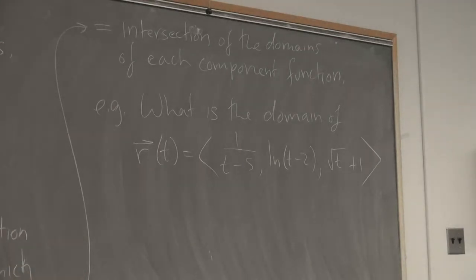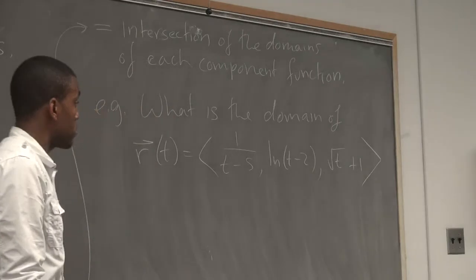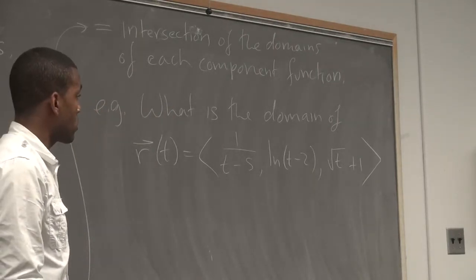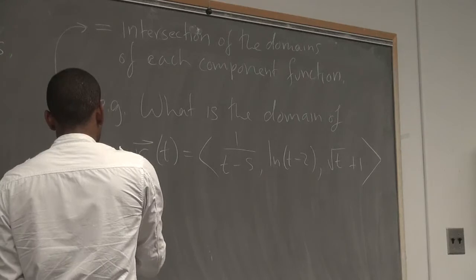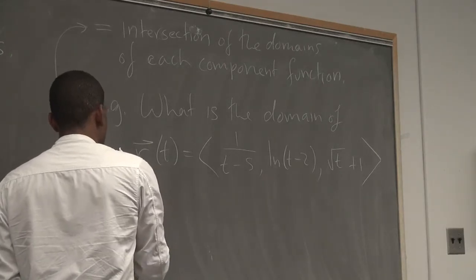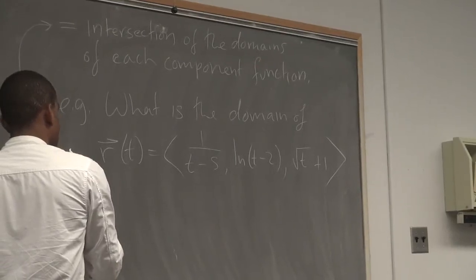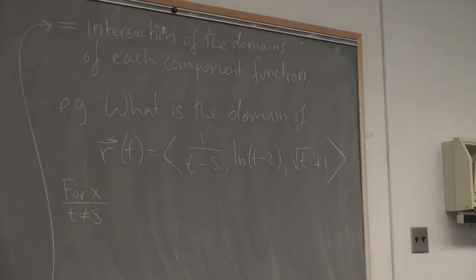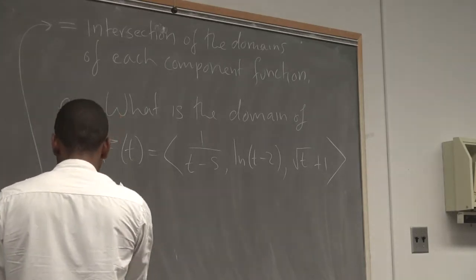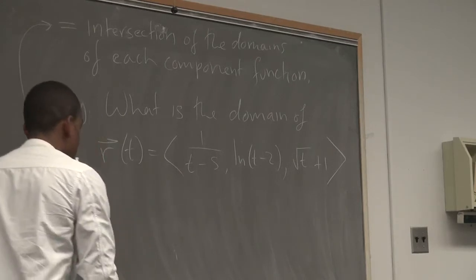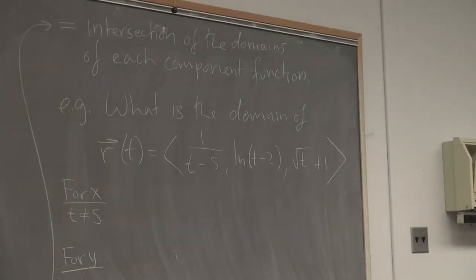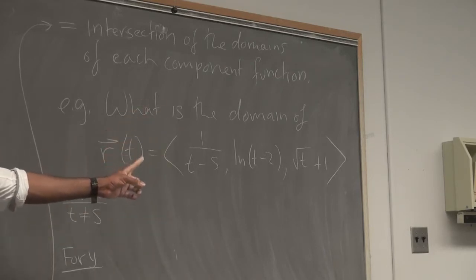Okay, so what's the domain of that? It can't be less than 2 and it can't be 5. So for x, what do I need? It can be anything but 5, because at 5 we divide by 0, which is blasphemy. Okay. For y, what are the restrictions? T is greater than 2. To be evaluated in a log, you have to be strictly greater than 0.